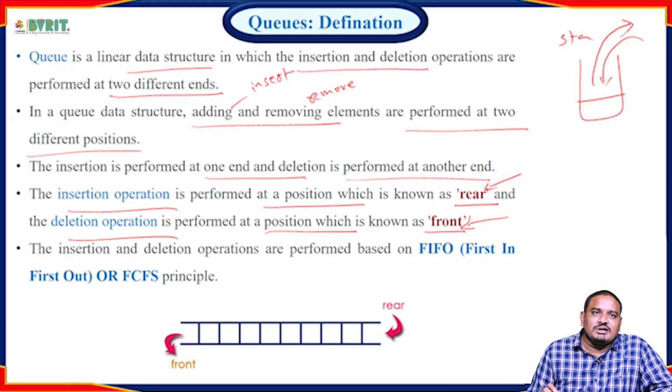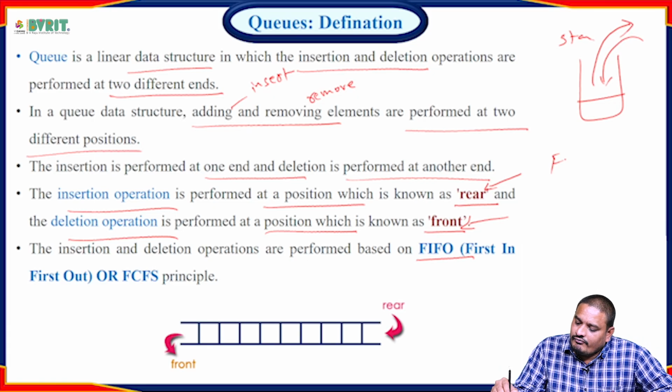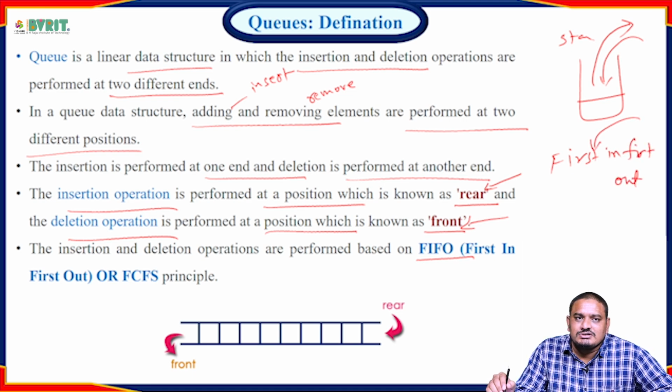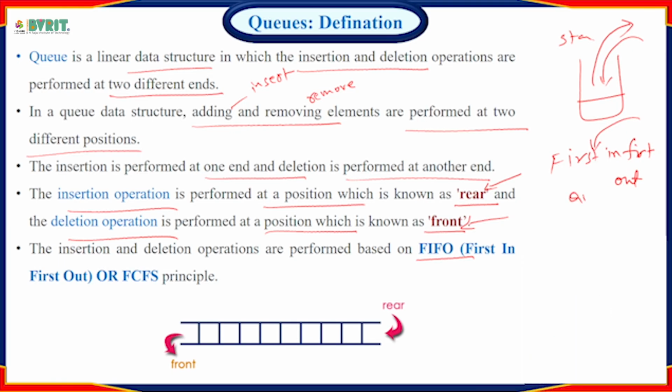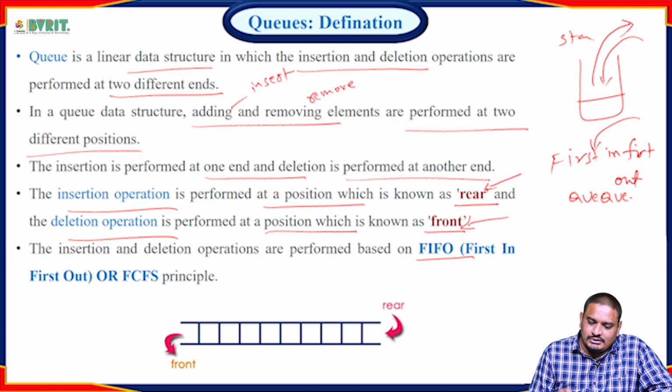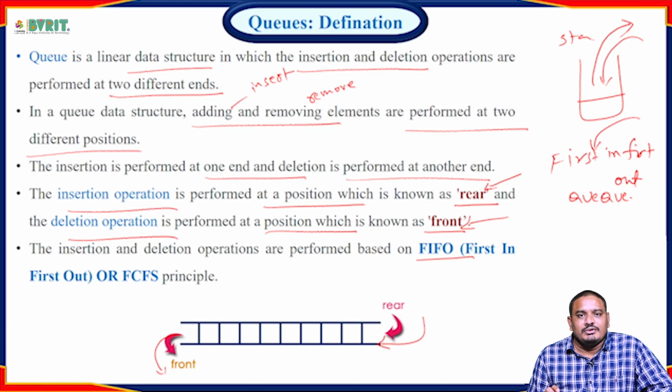Here, the insertion and deletion operations are performed based on FIFO. What does FIFO mean? First in, first out. Which element is inserted first, that element is deleted first from the queue. That is the queues concept. See this example. This is the queue, a linear data structure. We can insert the elements at the rear, and we can delete the element from the queue.